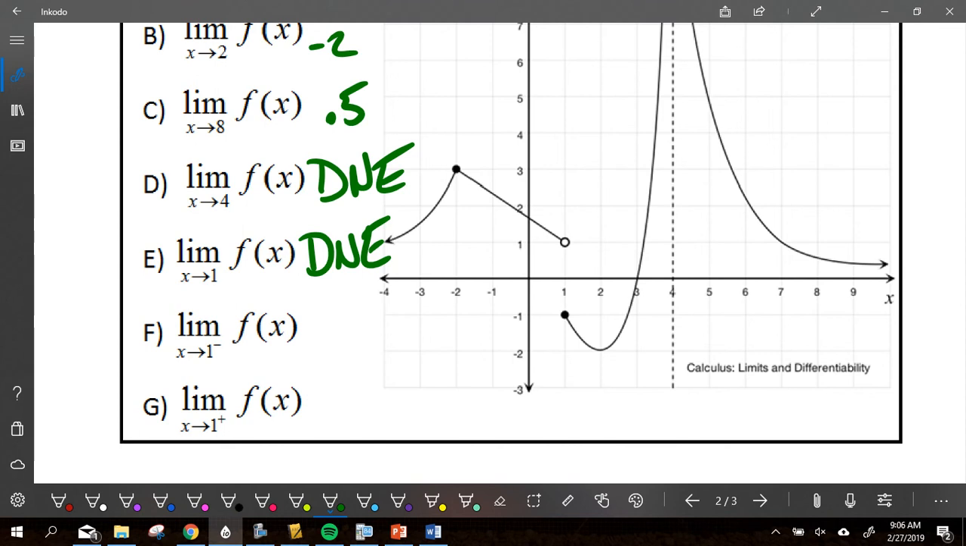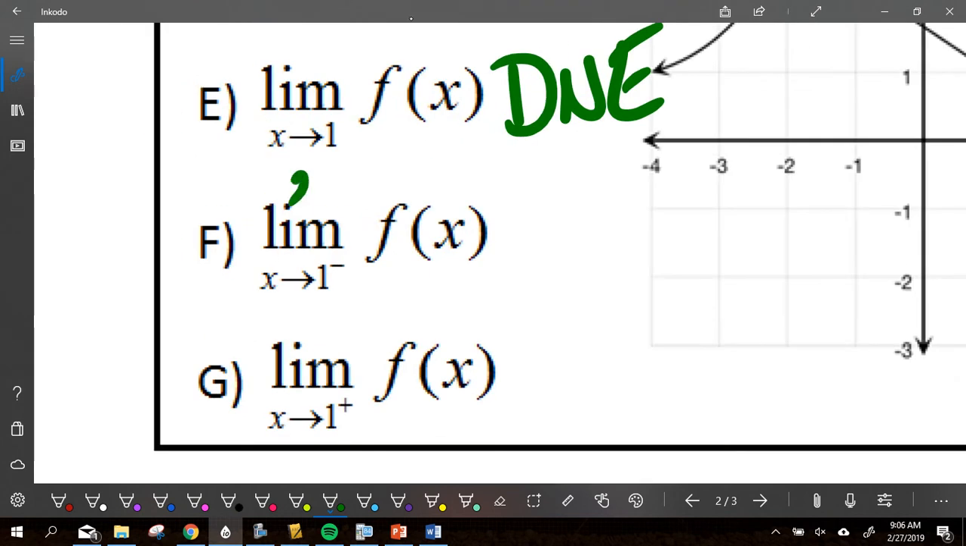Limit as x approaches 1, and then we've got a new notation, this 1 with this little negative sign. It is not -1. It is a 1 and then with a negative sign. That notation means a limit from the negative values, or in other words, a limit from the left-hand side. Okay, this is a left-sided limit.